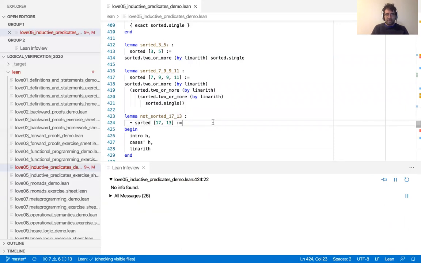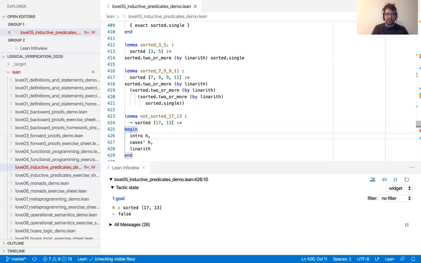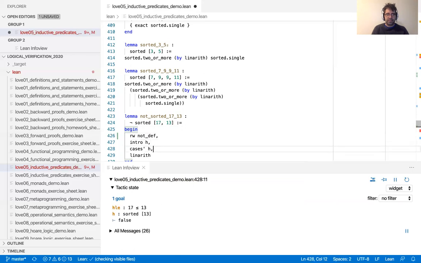So you can also prove that some lists are not sorted, like the list here. So what you do then is, well, first you do an intro because you have this negation, which is really just the same as an implication. So we do an intro, we do a case distinction, and then what we have is that 17 is less than or equal 13 as an assumption, which is not true.